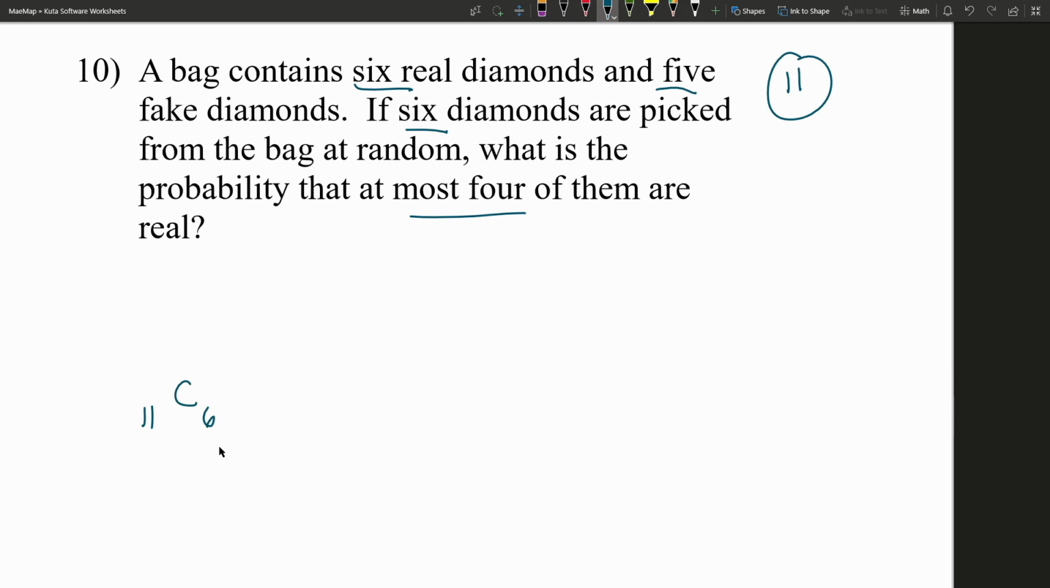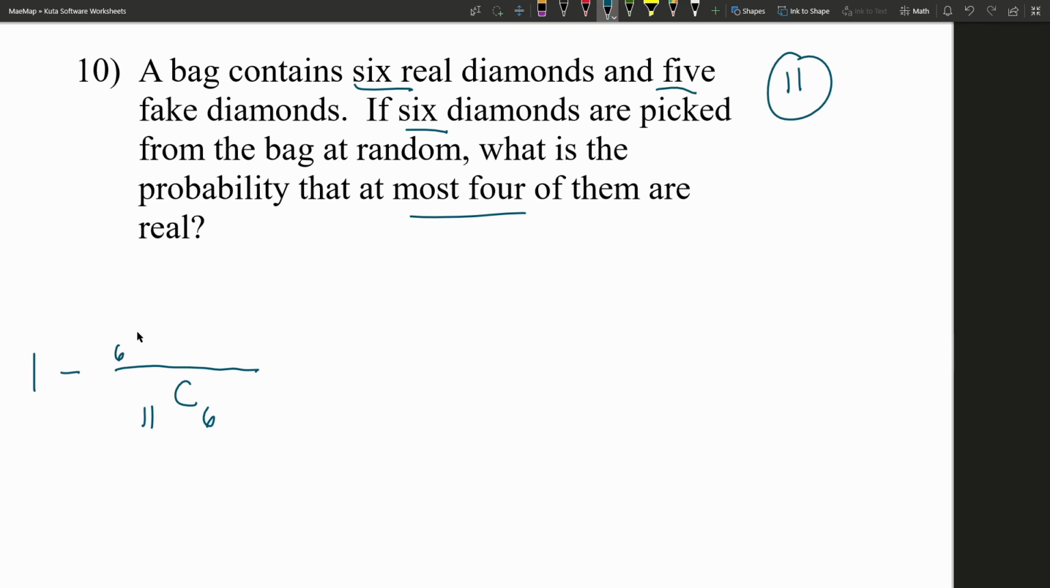And again, there's no replacement. Things are being drawn at random. Order doesn't matter. So 11 choose 6. Now it states, what is the probability that at most 4 of them are real? This is similar to that last problem we just did, where we had at most 3 kings. So as opposed to figuring out that at most 4 of them are real, let's take our total probability of 1 and then subtract the probability that more than 4 of them are real, which is, well, 5 of them are real, or all 6 are real.